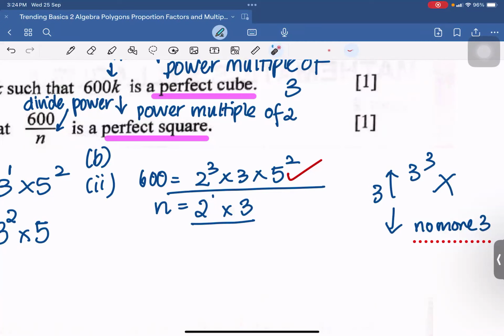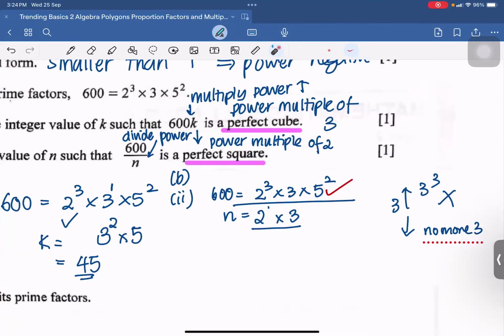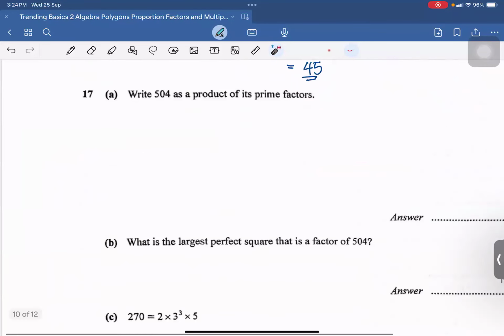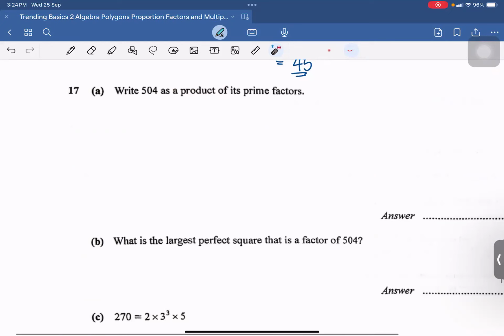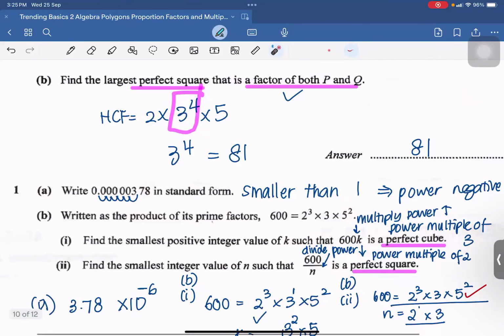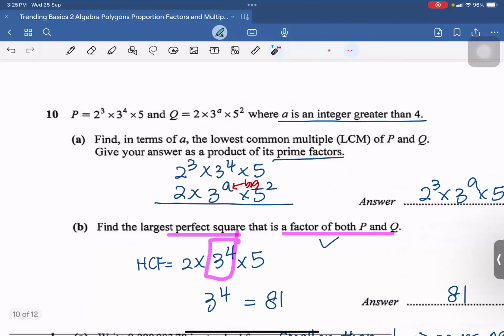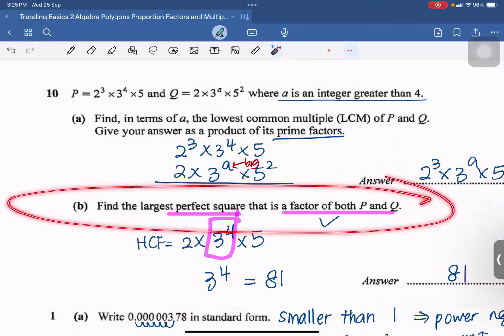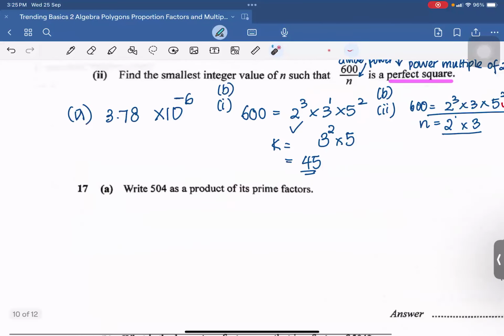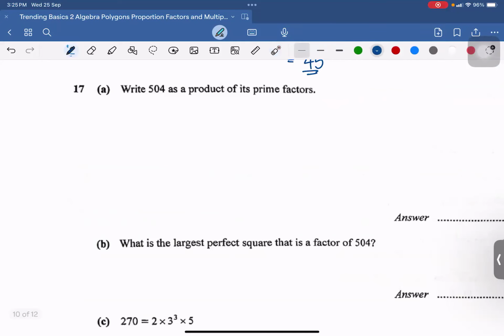Okay, I see some of them just now raised up the hand already. So hopefully you understand. Can I then continue? Okay, can, good. Okay, next one. Write 504 as a product of its prime factors. This was a long time question. Observe this question. What is the largest perfect square that is a factor of 504? This question was in 2000-something, don't know which year, 2019 or 2018. And notice, is it the same exact question? It came out something like that, right? But now it doesn't have two numbers. It only has one number.